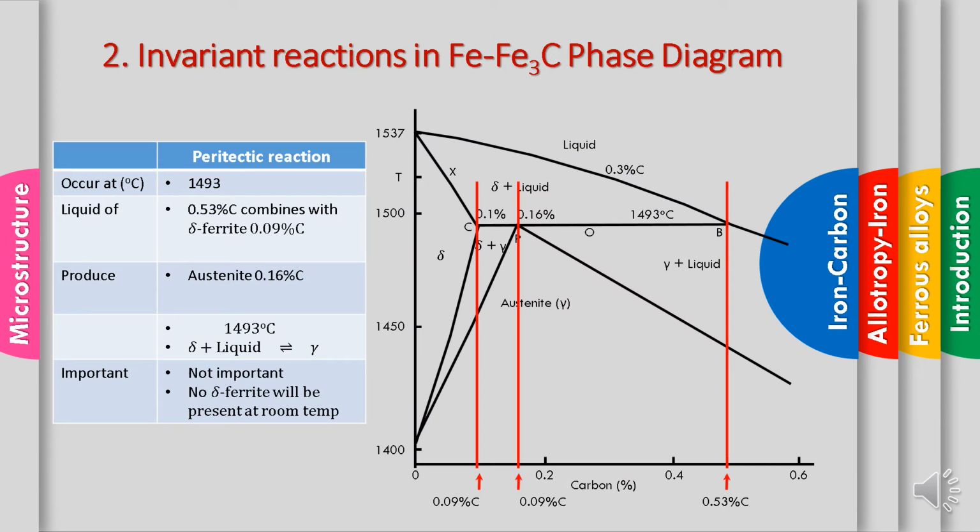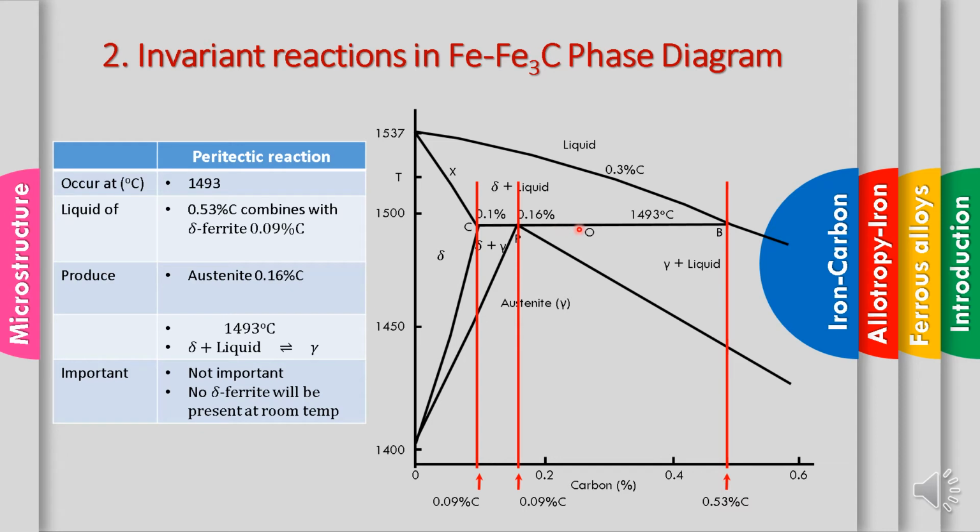And then for the other information we can get is the invariant reaction. This is the close-up view of a small portion of the phase diagram, just now from 1400 up to 1537. As you can see, there is a delta ferrite here, and also there is austenite, and this one is gamma plus liquid here. Then we can get several pieces of information. At the 1493 line here, at this temperature, we can see a liquid of 0.53 percent carbon at this line.